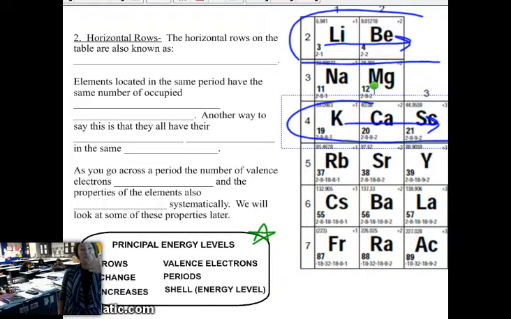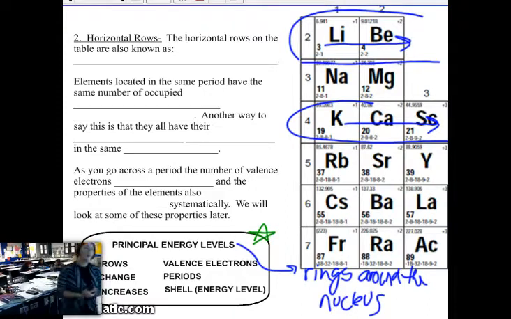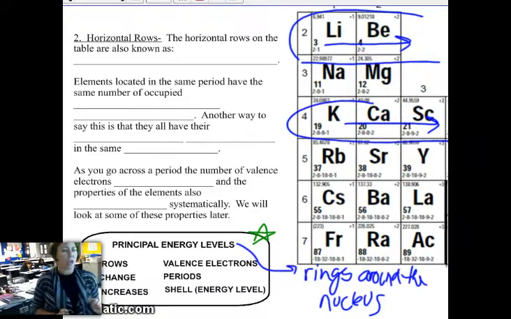If you are in the same period, if you look at their electron configuration, for example, everybody in row 5 has 5 numbers in their electron configuration. Everybody that's in the same period has the same number of occupied principal energy levels. They have the same number of rings around their nucleus. That's what principal energy levels means. It means rings around the nucleus. Okay? Another way to say this is that they all have their valence electrons in the same shell.